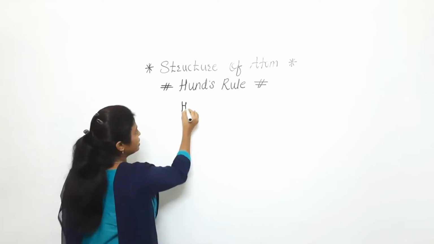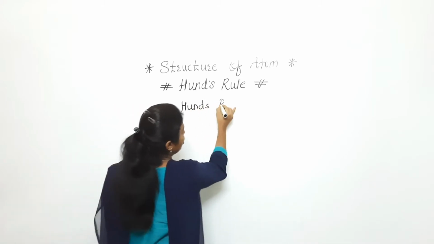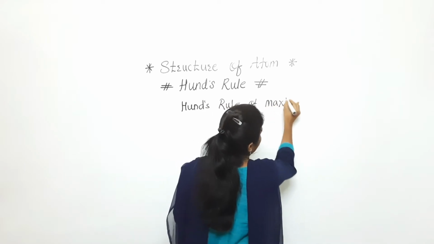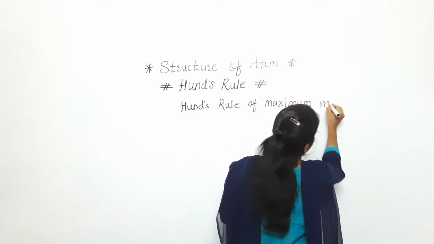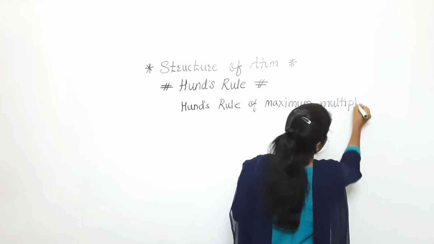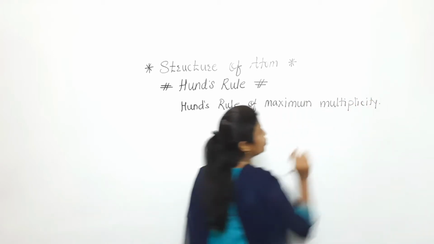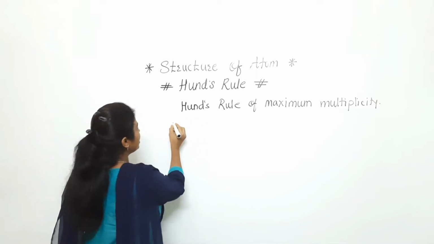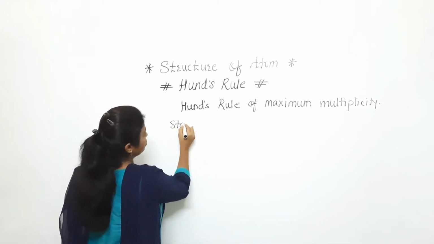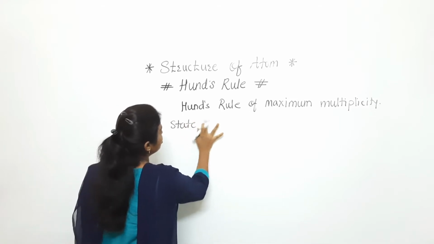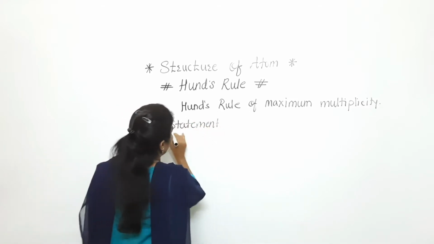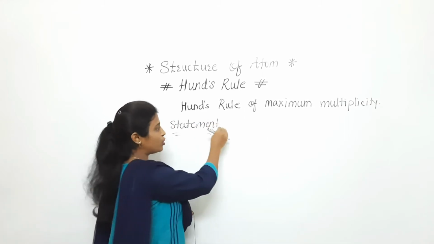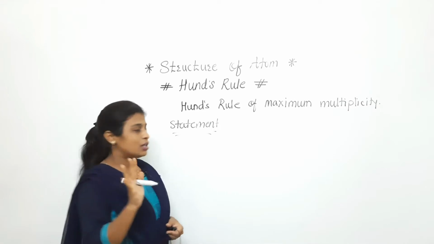Hund's rule is nothing but the rule of maximum multiplicity. What is the use, how to apply this one, and what is the statement of Hund's rule? That we will discuss today. Before going towards the statement, shall we discuss some points which are helpful to understand that statement easily.